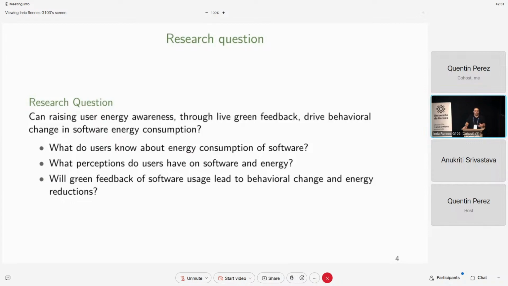So our question was, if we raise the user's awareness of the energy consumption of software through live screen feedback, and I'll show you an example of this feedback, will this push end users to change their behavior in using software? So we need to understand what they know about software energy, what their perception in general is about software and energy, and whether this feedback will push a behavioral change.